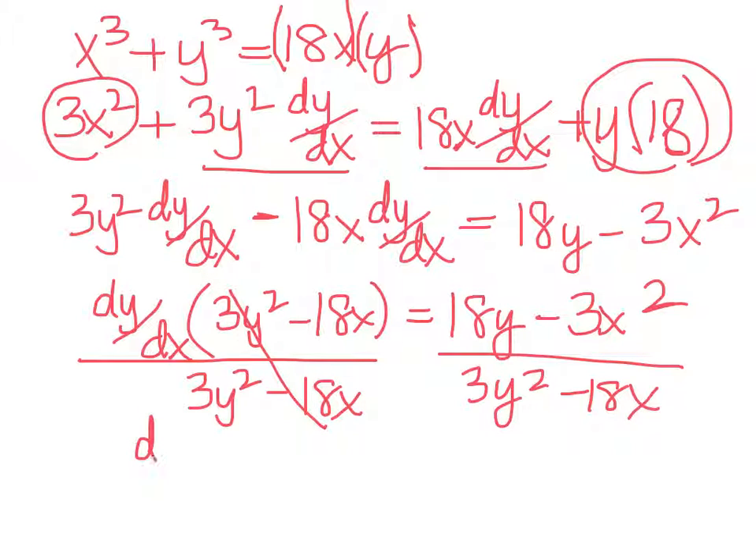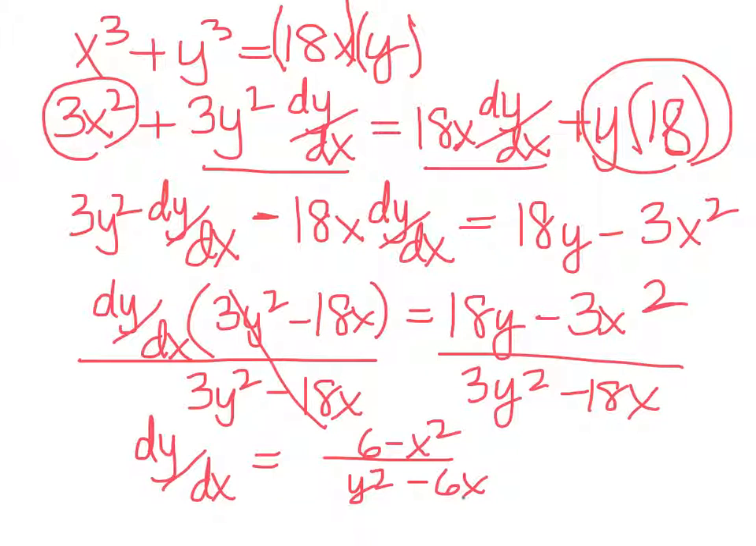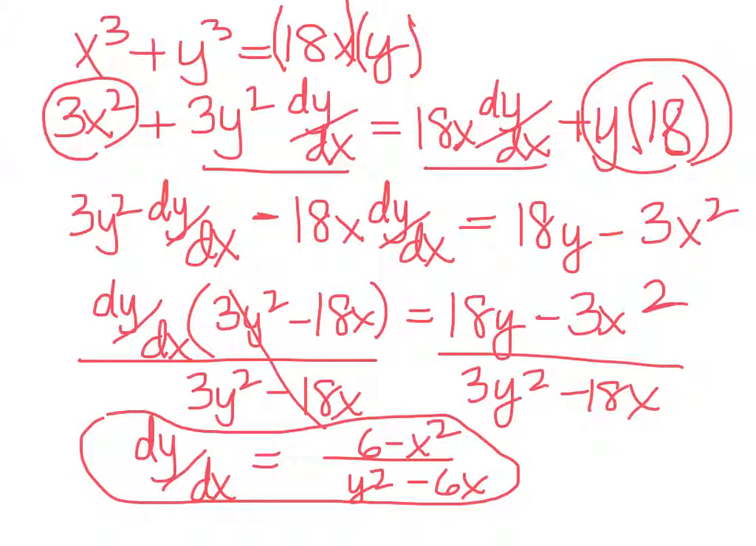All right, now, the only difference over here with this one is you do technically have a common factor, both in the numerator and the denominator, of a 3. So if you wanted to, you could go ahead and factor that 3 out, or divide everything by 3. So that would give you 6 minus x squared in the numerator, and then in the denominator, you'd have y squared minus 6x. Okay? And then that is your answer. So there's implicit differentiation.